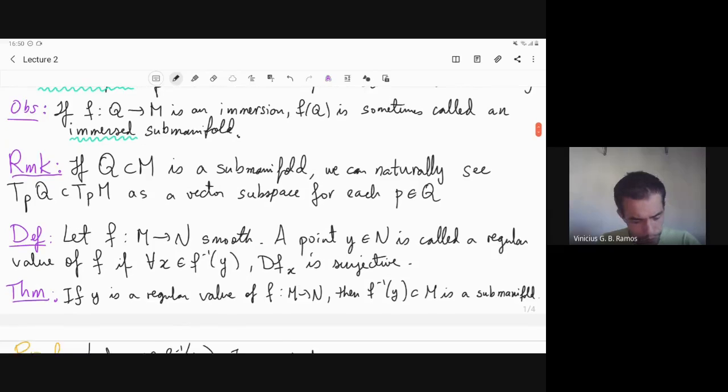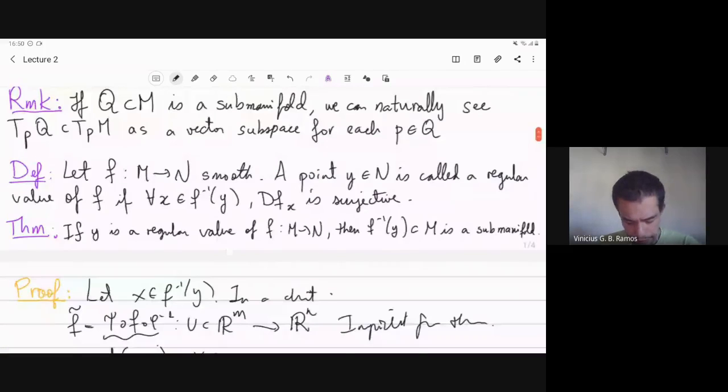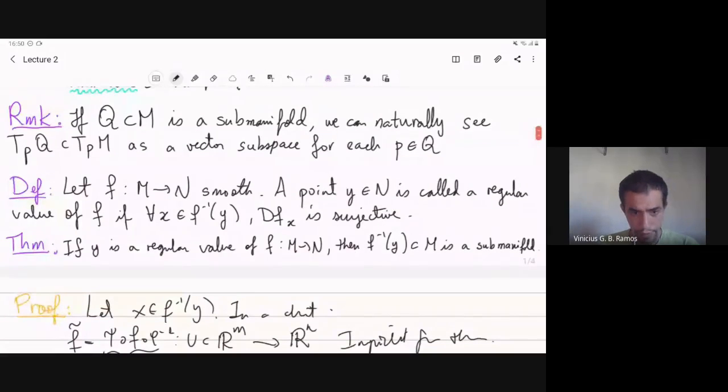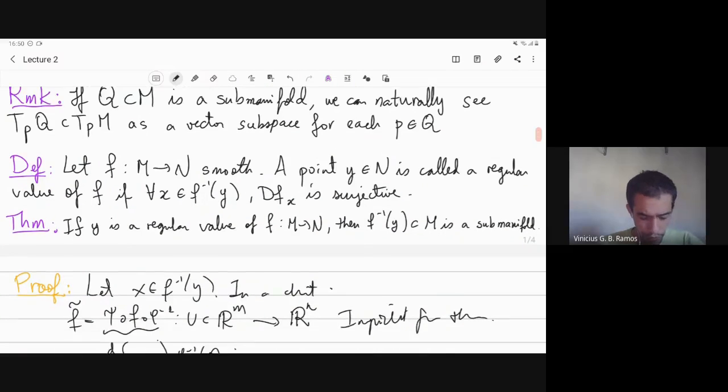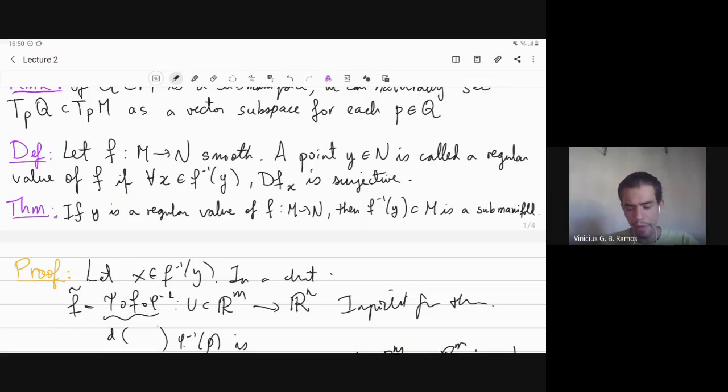Okay, so let's talk about something that's not completely trivial, that's not just a definition. If you have a map f, we say that a point y is a regular value if for every point in its preimage, the derivative of f is surjective. So in particular, a submersion is a map where every point is a regular value.